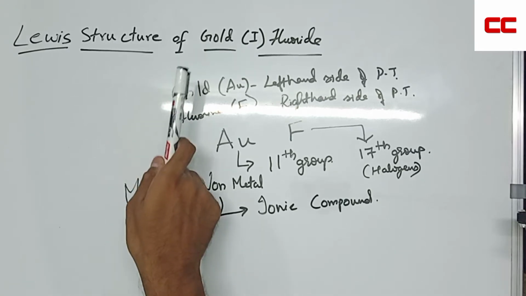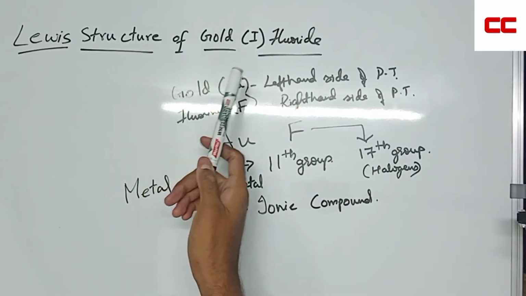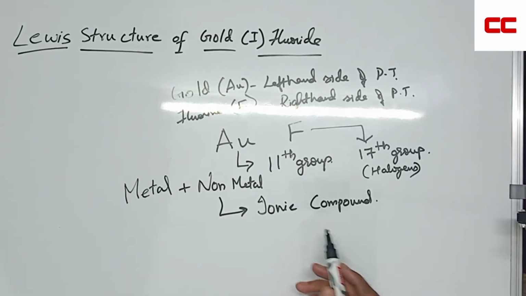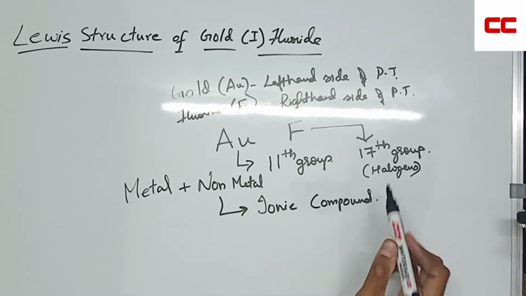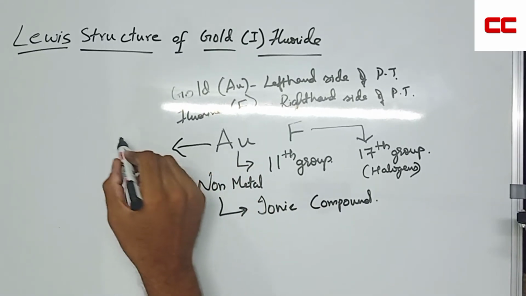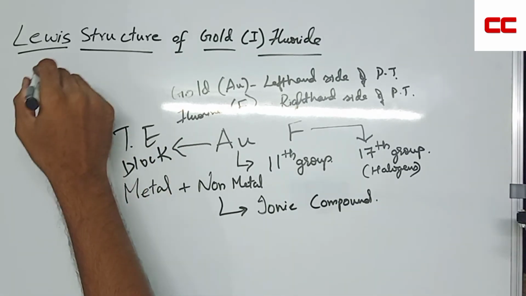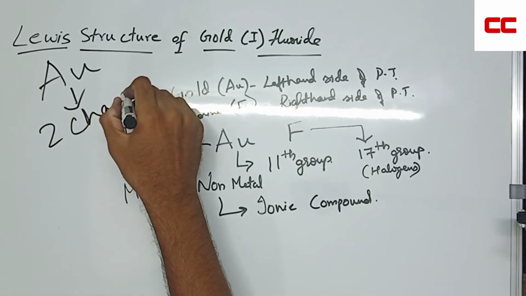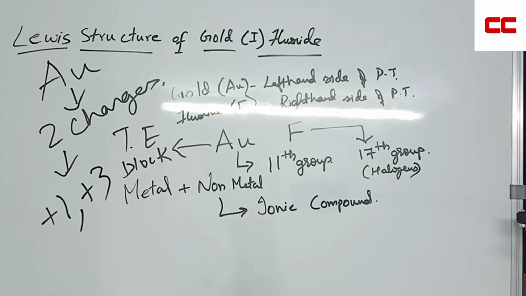Now if you see the name, I have written gold 1 fluoride. At the end of this class, you will understand why I have written gold Roman number 1 and then fluoride. So, a metal and a non-metal combine to give an ionic compound, and there is another important point we have to discuss: gold, belonging to the transition elements block, can have more than one charge. Yes, gold can have more than one charge. For example, two charges for gold: one is +1, another one is +3.